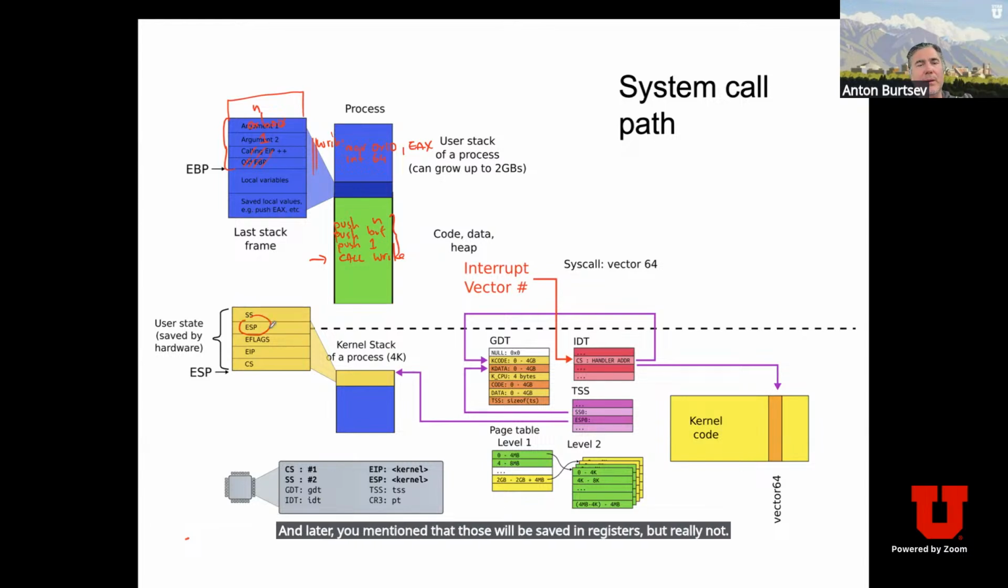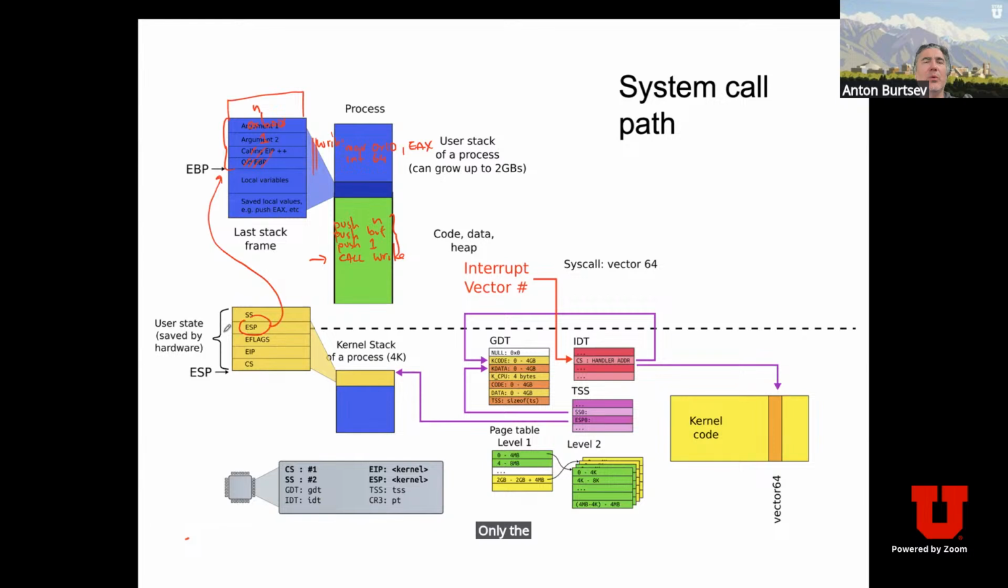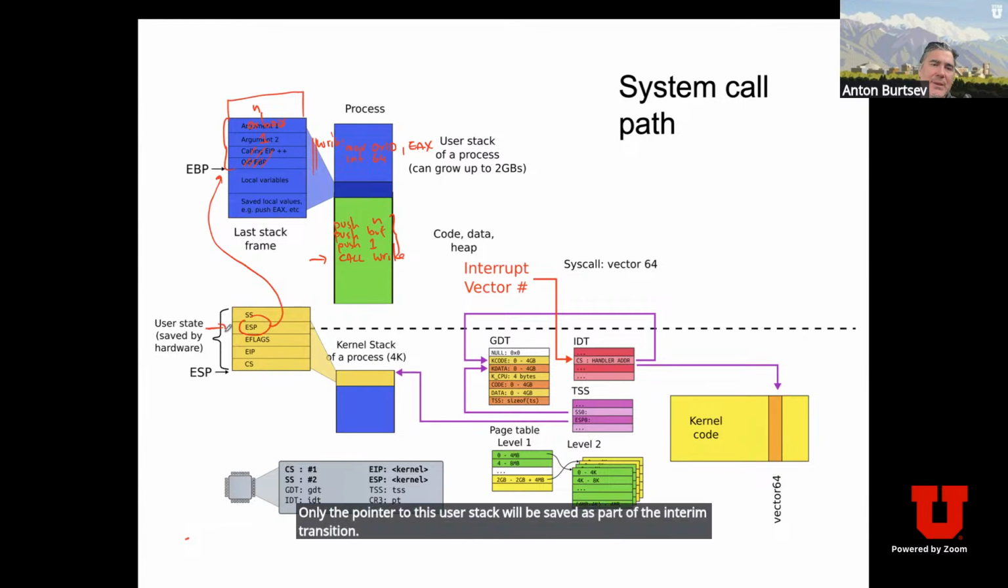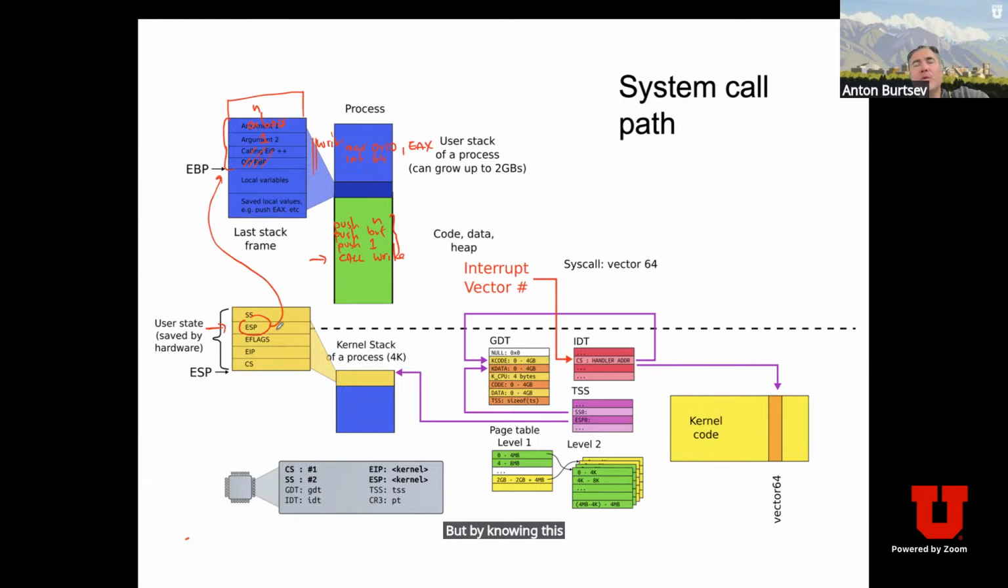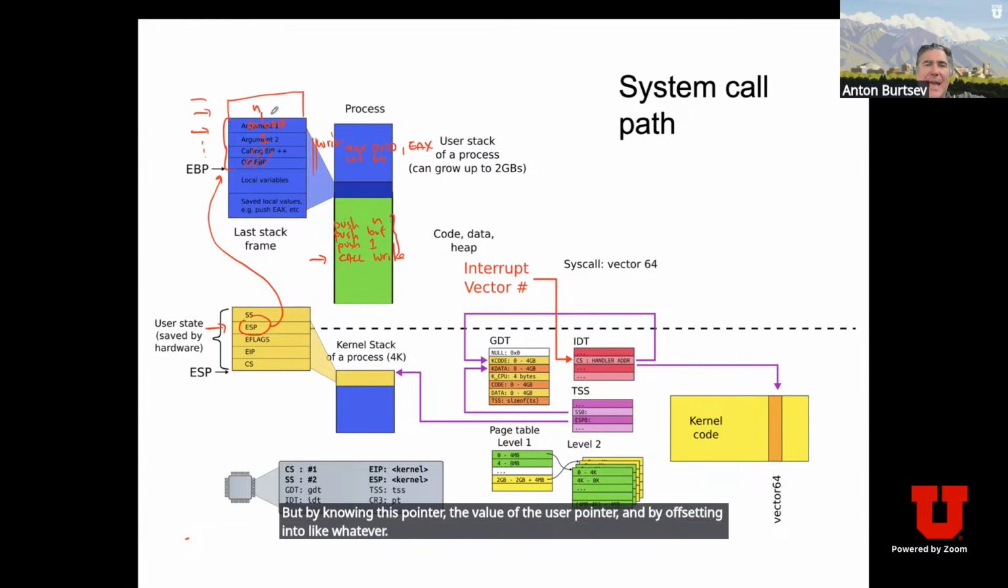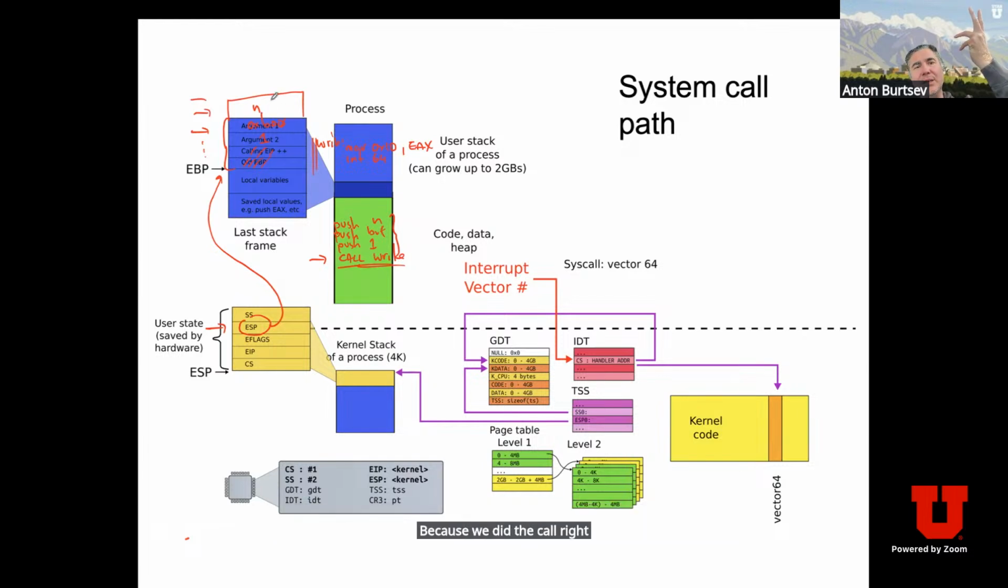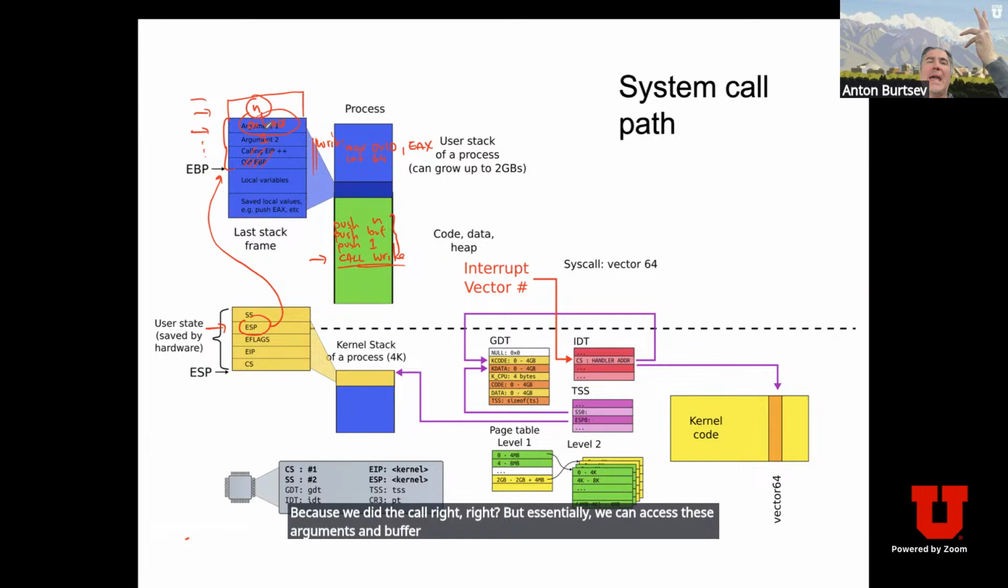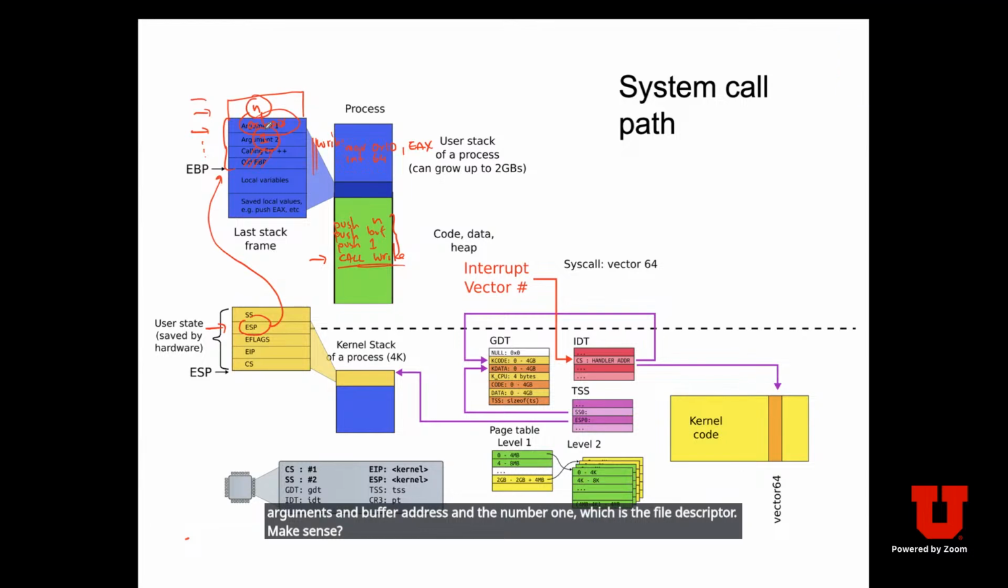Only the pointer to this user stack will be saved as part of the interrupt transition. But by knowing this pointer, the value of the user pointer, and by offsetting into it, there's maybe something else pushed on the stack, like a return address, because we did the call write, right? But essentially, we can access these arguments and buffer address and the number 1, which is the file descriptor. Make sense? Yeah. Okay, cool.